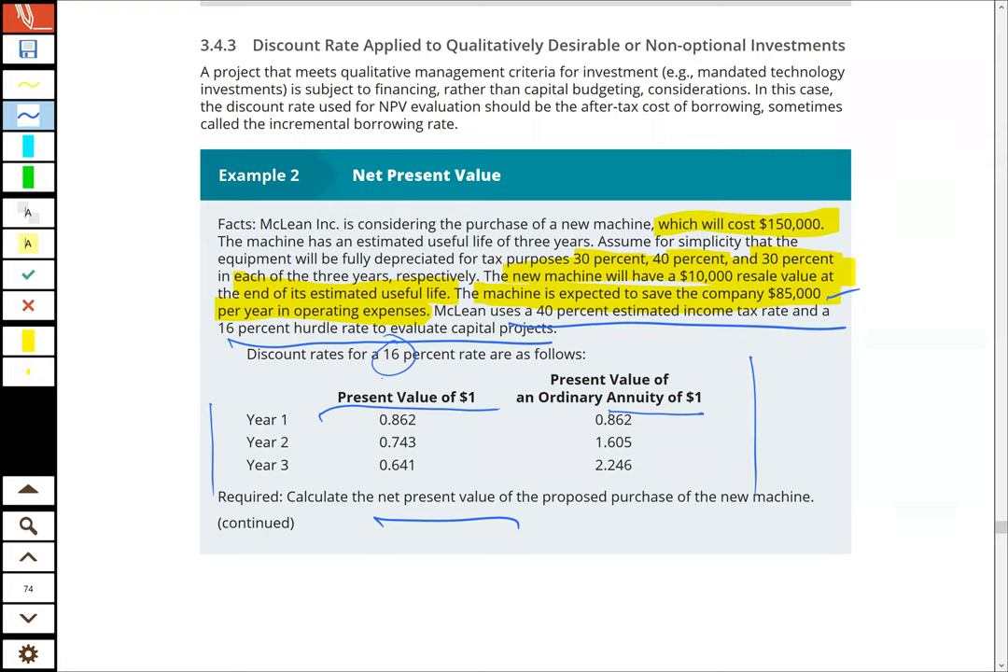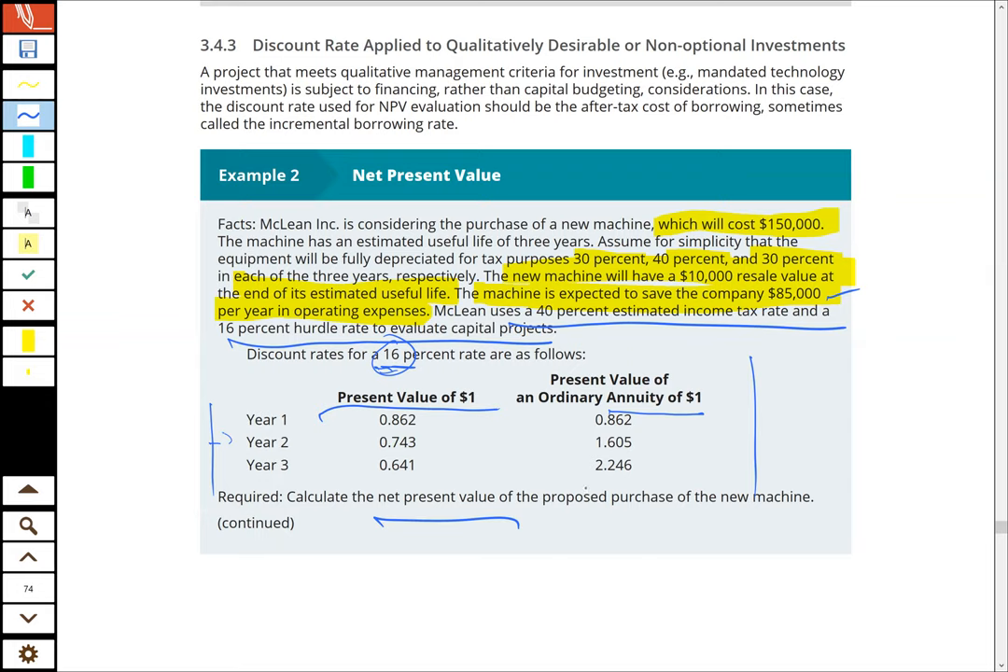Theoretically, they could not give you the rate, and then you would have to just use these factors to come up with the net present value. But I haven't seen problems where they don't call out the rate and tell you the discount rates associated with this percentage rate. What they like to do is give you a couple of different things in the problem itself to see if you know what to go to.